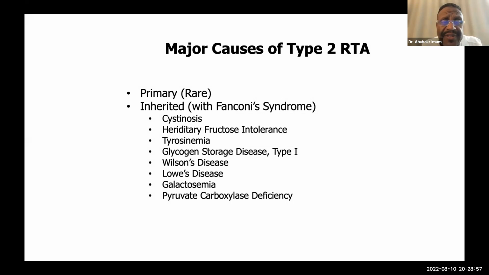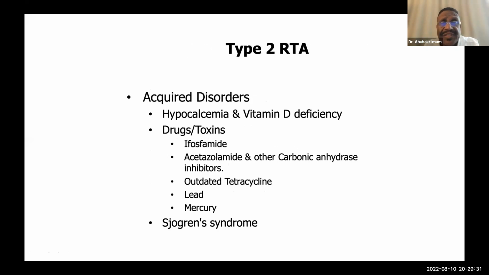Major causes of type 2 RTA could be primary, which is not that common, inherited Fanconi. What can cause Fanconi? Cystinosis, hereditary fructose intolerance, different diseases, glycogen storage disease, Wilson disease as in liver copper metabolism, Lowe's disease. I have very interesting slides, but for the sake of time, I'm not going to be able to show them to you, to explain all these diseases and why it happens in the tubules. Maybe one day we'll talk about it more in depth, but because of the time, I want to focus on what you're going to see at presentation for those patients.